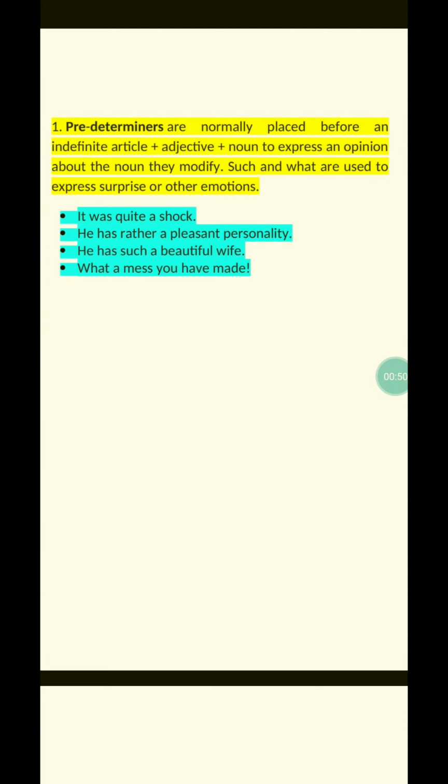Children, predeterminers are normally placed before an indefinite article plus adjective plus noun to express an opinion about the noun they modify. Such and what are used to express surprise or other emotions. Let us see a few examples. It was quite a shock. So if you can note down, the word quite has come just before the determiner a.